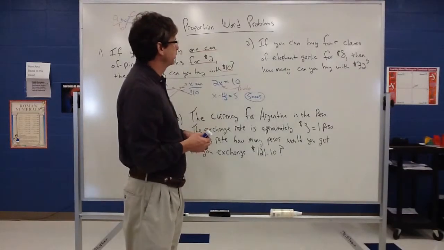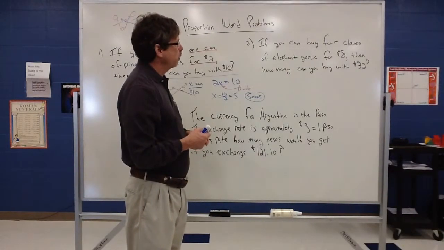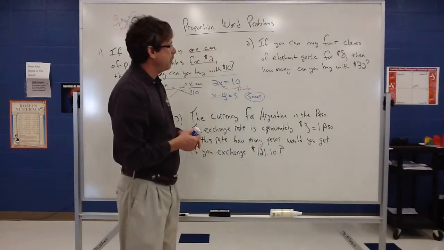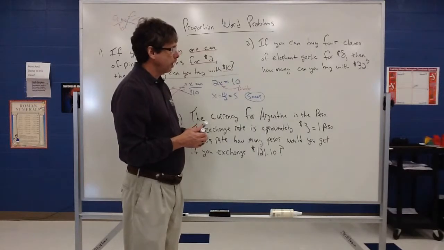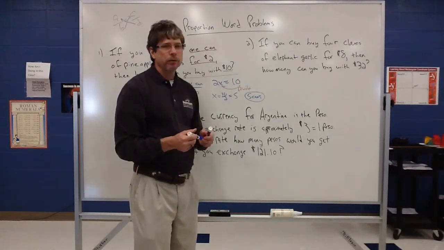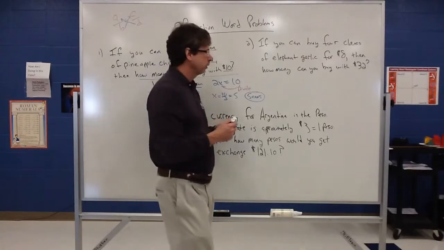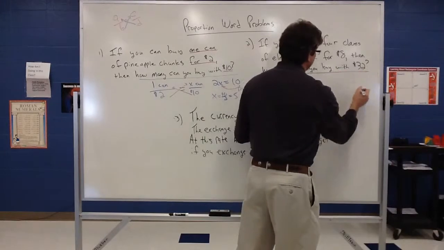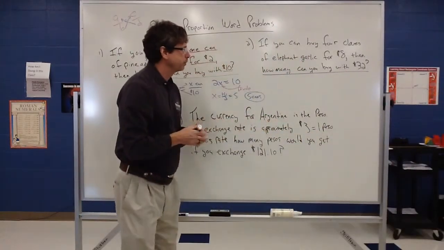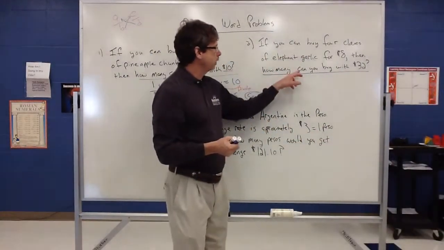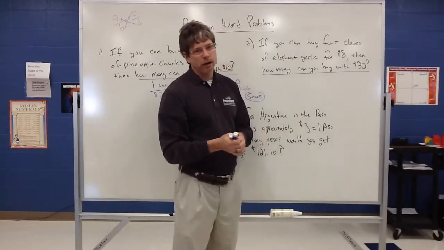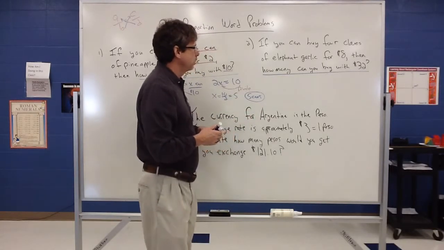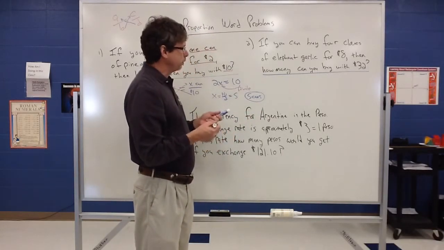Let's look at example number 2. If you can buy 4 cloves of elephant garlic for $8, then how many can you buy with $32? Again, in a word problem, the first thing you have to identify is what the question is. So always make a note of that or underline it. How many can you buy with $32? That's what we're looking for. How many cloves can you buy for $32?